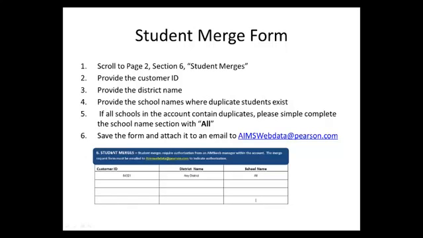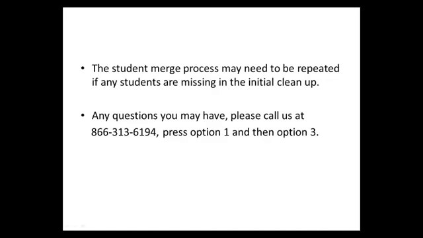Scroll to page 2, Section 6, Student Merges. Provide the customer ID number, provide your district name, and provide the schools' names where the duplicate students exist. If all the schools in the account contain duplicates, please simply complete the school name section with All. Save the form and attach it to an email and send to aimswebdata@pearson.com. They will merge the students and notify you when this has been completed.